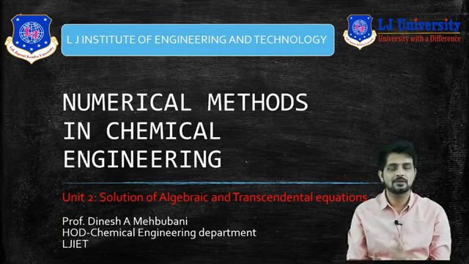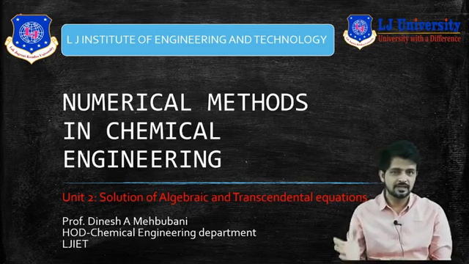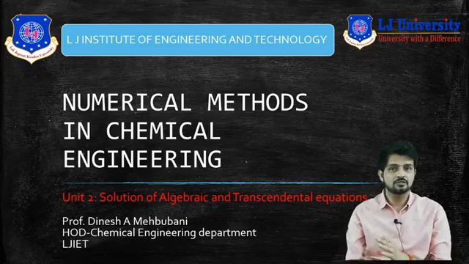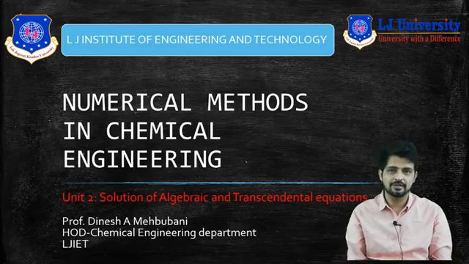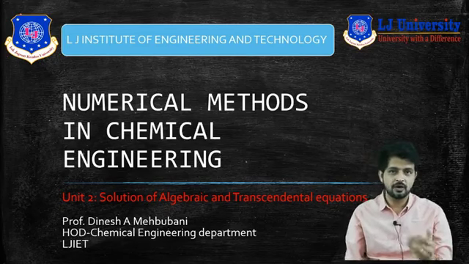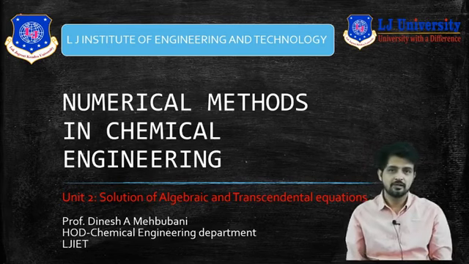Till now we have studied chapter number 1, that was errors and approximations. We studied about different types of errors, we studied about definitions. We have also solved some numericals on the basis of the errors. Okay, now next is solution of algebraic and transcendental equations. What we have to do in this chapter, we have to find the roots of the algebraic and transcendental equations.